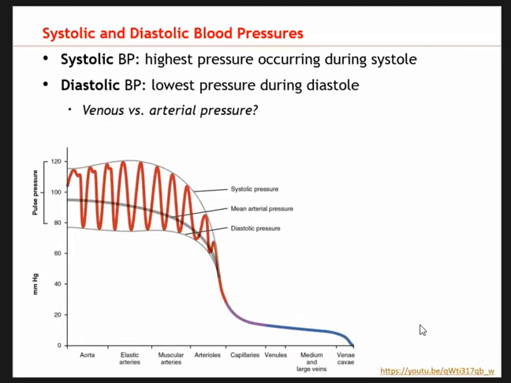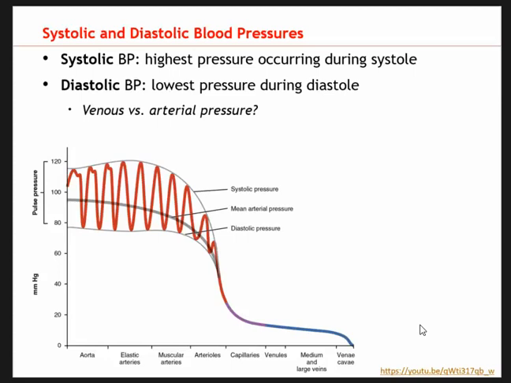So let's talk about systolic blood pressure versus diastolic. We already said systolic is going to be the highest pressure occurring during systole, which is the contraction phase. Diastolic is the lower pressure during diastole, or the relaxation phase, the filling of the ventricles. What we want to look at in this picture here is venous versus arterial pressure. We want to understand which one of these is going to be higher. And it's probably pretty obvious that arterial pressure is higher than venous pressure.